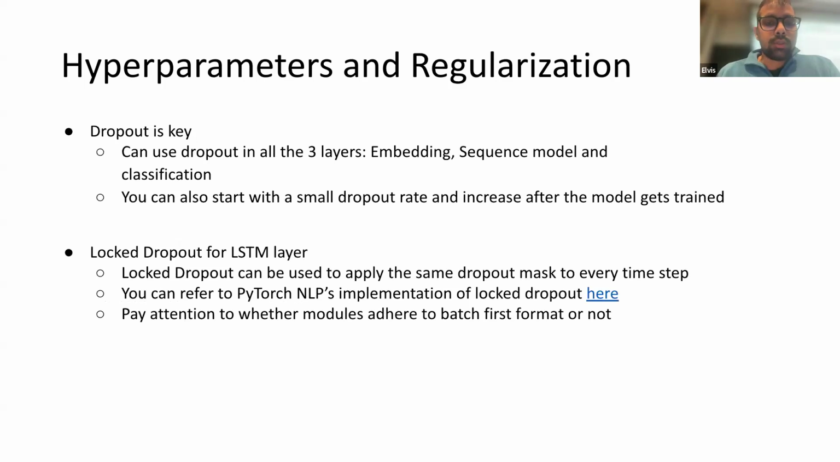Now you have to use dropout in 3 places: the embedding, sequence, and the classification layers. You can start with a small value and increase as the model gets trained. You also have to use locked dropout for the LSTM. It has to apply the same dropout mask to every time step. You can refer to PyTorch NLP.